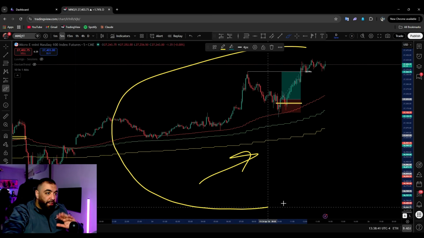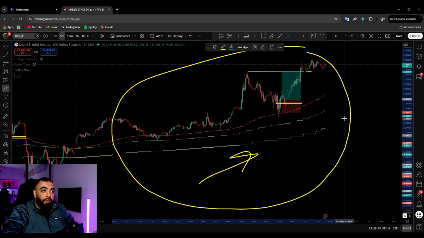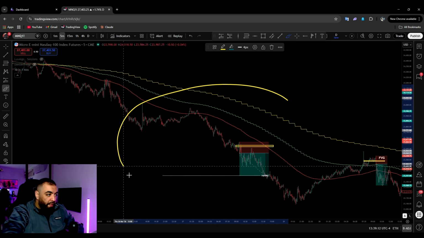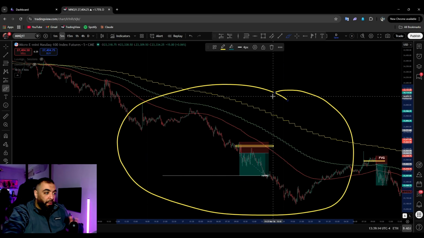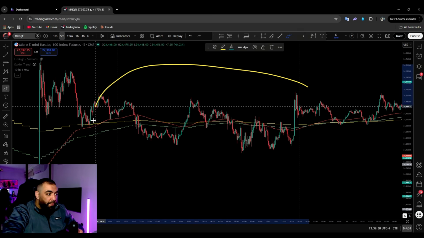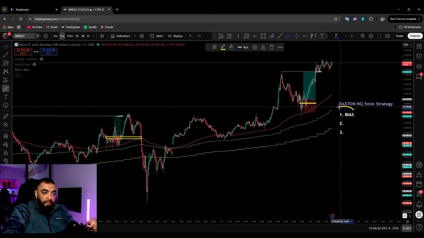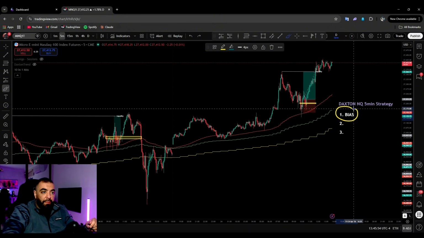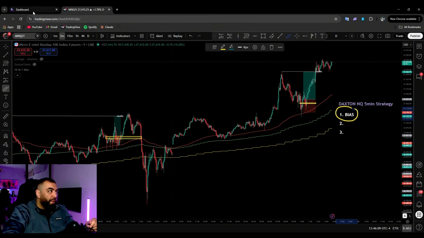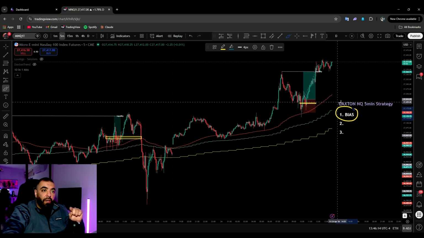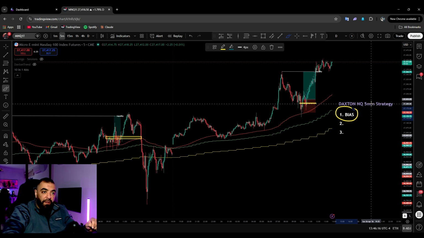If EMAs are stacked and pointing up, I only go for buys. If EMAs are stacked and pointing down, I only go in for sells. If EMAs are mixed, like you see here, I don't take a trade at all. This is the first and most important step in my strategy that I used to make these numbers, taking only one trade per day on NQ using the 5-minute time frame.